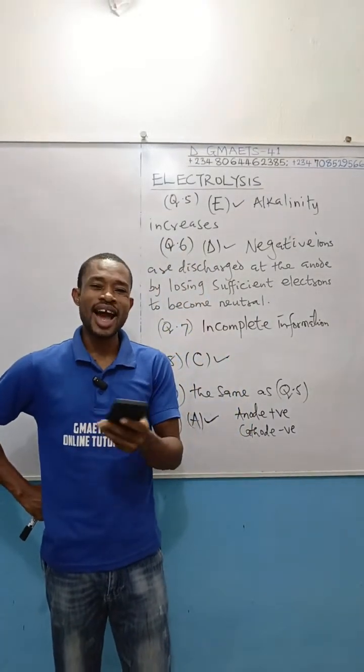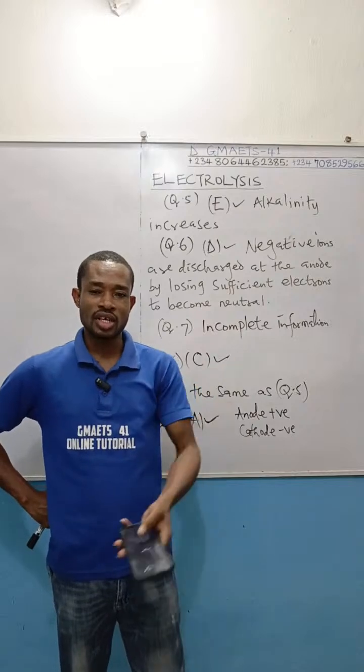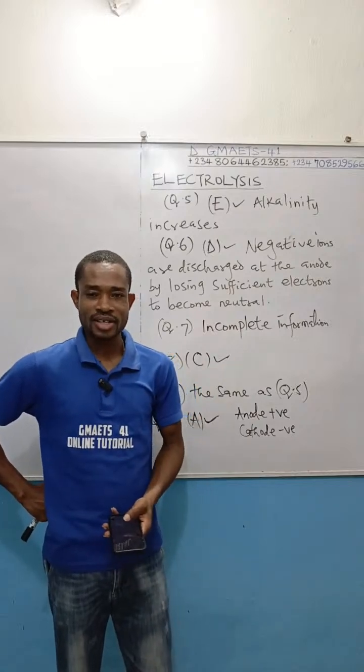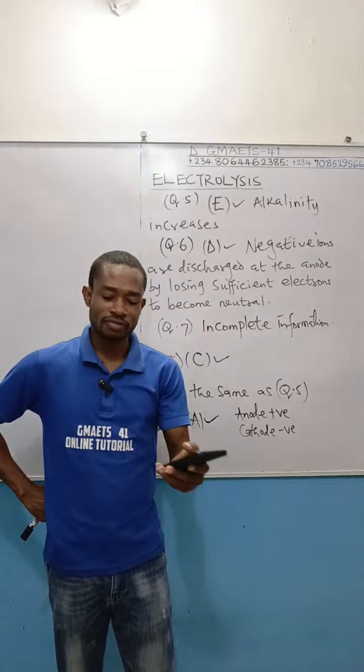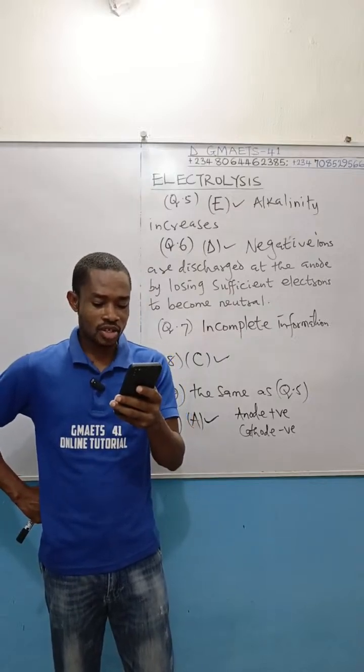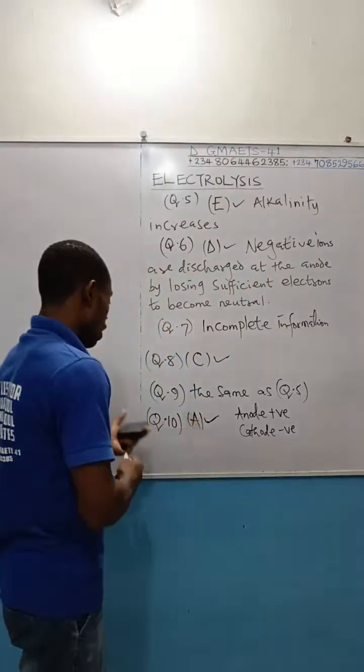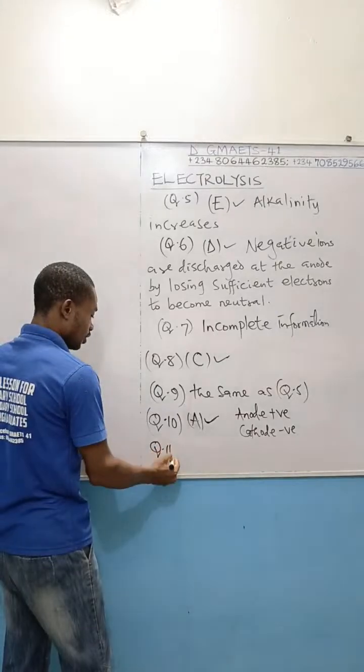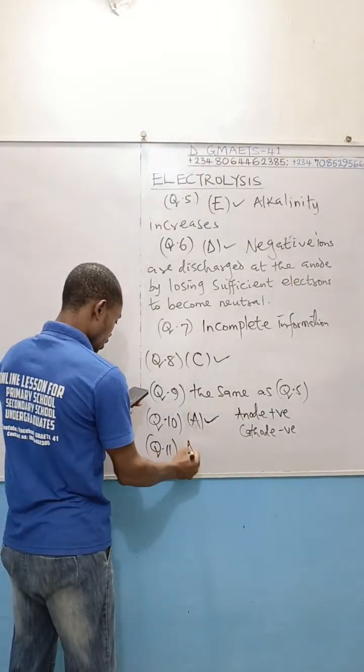And this is happening at the anode. At the anode, oxygen is evolved there. Are you getting me right? At the anode, which is the positive terminal, oxygen is evolved. So the correct answer is going to be D. The litmus turns red and oxygen is evolved. Question number 11: D.